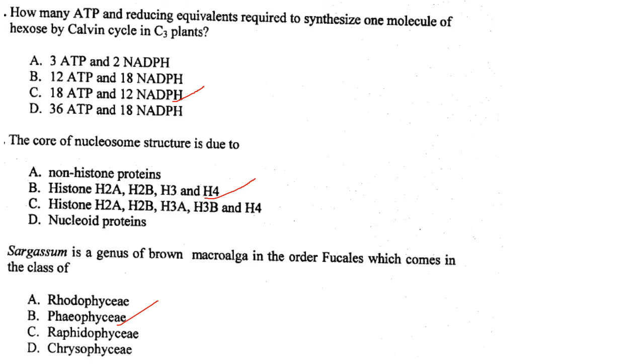Then Sargassum is a genus of brown macroalga in the order Fucales, which comes in the class. It comes in the class Phaeophyceae. It is brown alga. So brown alga is called Phaeophyceae. Rhodophyceae is red alga. So answer is option B.